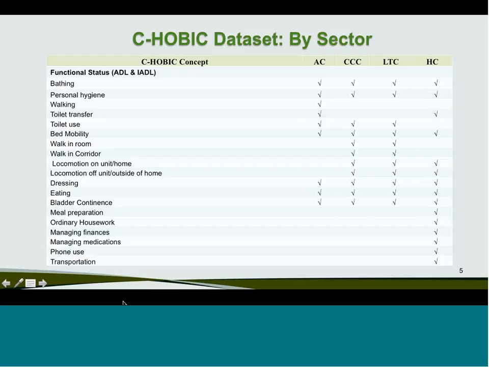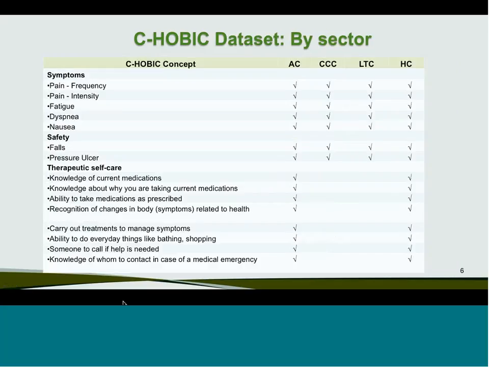Then the symptoms of pain, fatigue, dyspnea are collected across the system, as are the safety factors of falls and pressure ulcers. The therapeutic self-care or readiness for discharge criteria, of which there are 8, are only gathered in acute care and home care because obviously those are the only 2 sectors from which people are discharged. In complex continuing care and long-term care, people are there much longer, and the therapeutic self-care factors are not quite as essential to their moving forward in the system.